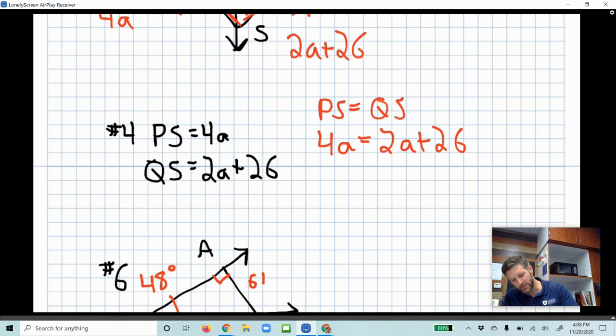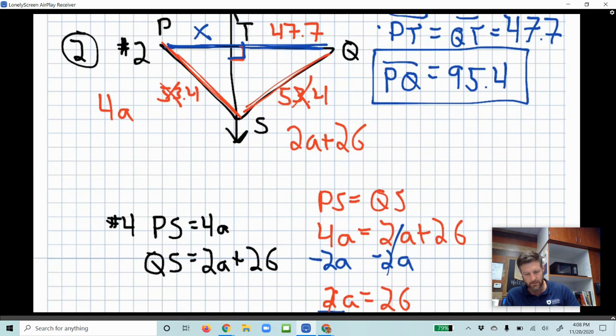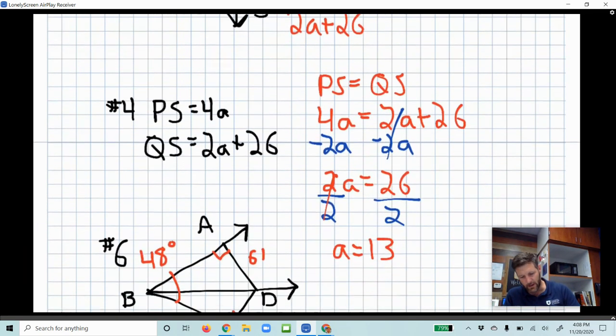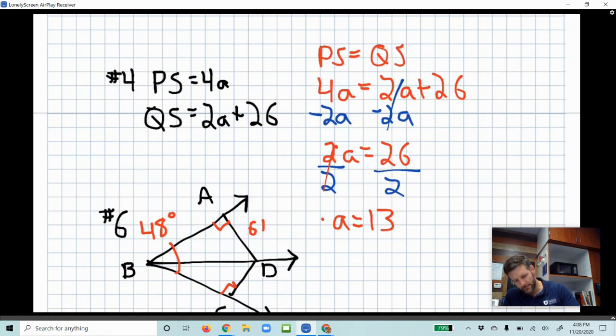We're going to go ahead and subtract 2A from both sides. Crosses out. So we get 2A equals 26 divided by 2. See, you guys glad those proofs are over? Just good old, oops, not 3. Good old algebra. And so now we can see that A is equal to 13. If we go back and check the problem, they want us to find QS.